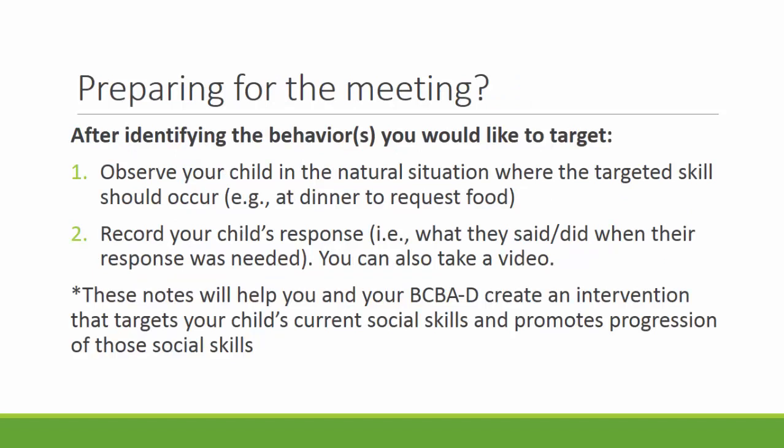So how might you prepare for your meeting? After identifying the behavior, go ahead and observe your child in the natural situation where the target skill should occur. For example, you might watch your child at dinner and see what behaviors they use to request food. Make sure to record your child's response, so what they did, what they said. You can also take a video. These notes will help you and your BCBA create an intervention that targets your child's current communication skills and promotes progression of those communication skills.